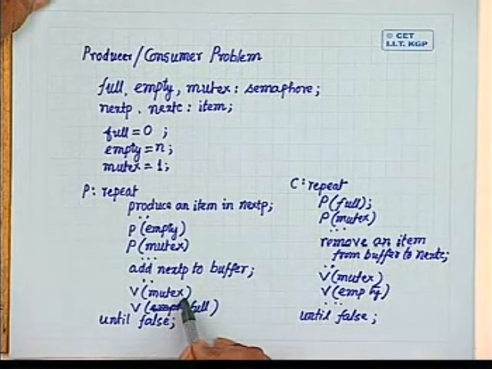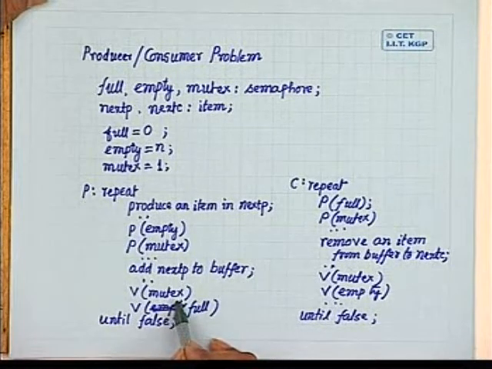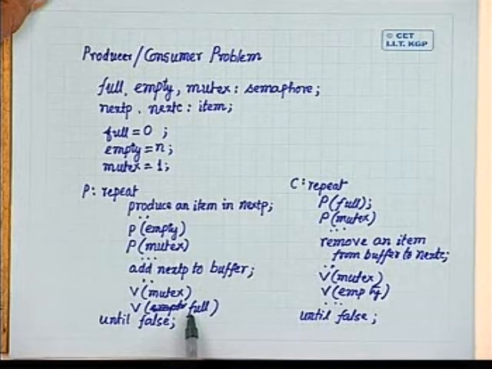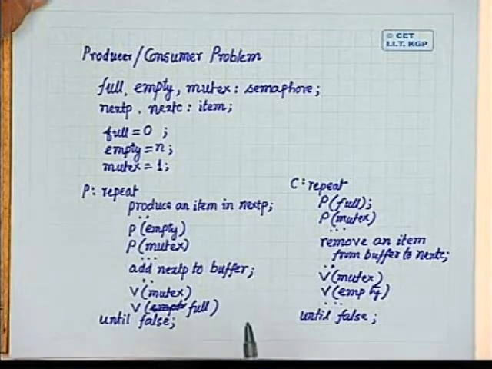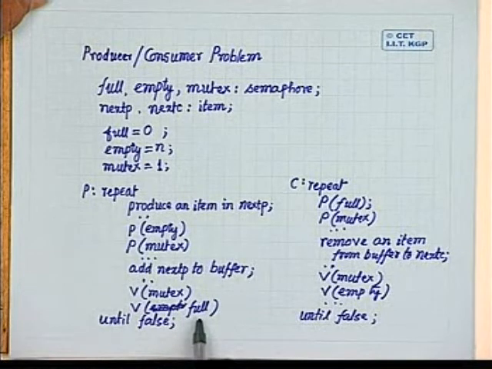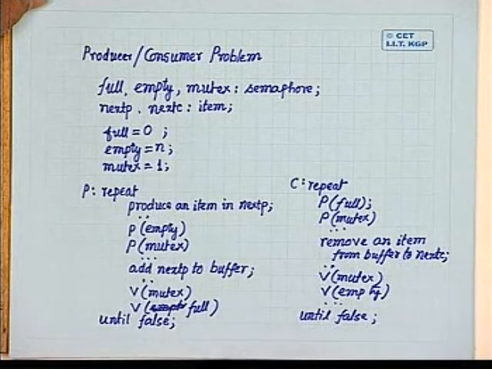After that, the buffer will be freed by performing the V mutex operation, and then by performing the V full operation, it will indicate that one more element, one more item has been added to the buffer, because the V full operation will increment the value of the semaphore variable full by 1.